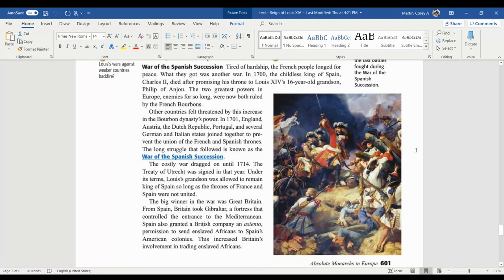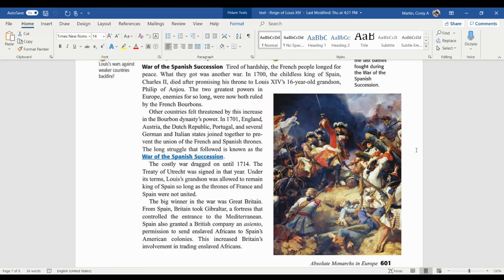War of the Spanish Succession. Tired of hardship, the French people longed for peace. What they got was another war instead. In 1700, the childless king of Spain, Charles II, died after promising his throne to Louis XIV's 16-year-old grandson, Philippe of Anjou. The 2 greatest powers in Europe, enemies for so long, were now both ruled by the French Bourbons.